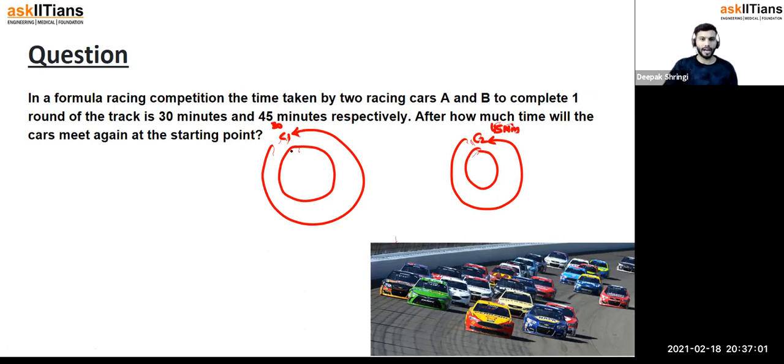After 30 minutes car 1 will again be at its starting point. Again after 60 minutes it would be at the starting point. Then at 90 again the starting point, 120 again, 150 again, right? Car 2 at 45 minutes is again at the starting point. Then at 90 minutes again at the starting point, because in 90 minutes one more circle is complete. Then 135 minutes again at the starting point. Then 180 minutes again at the starting point, right?